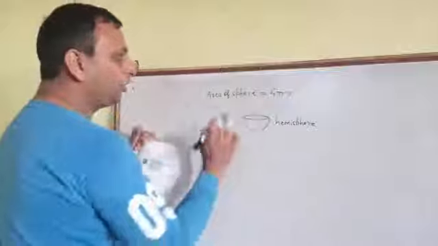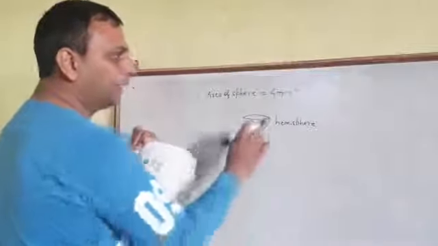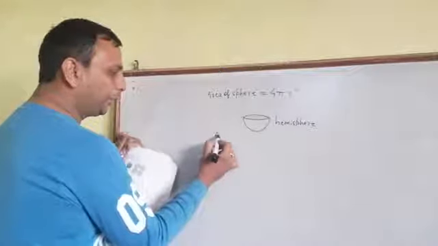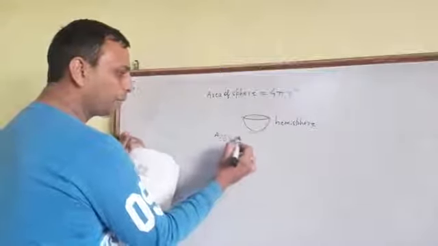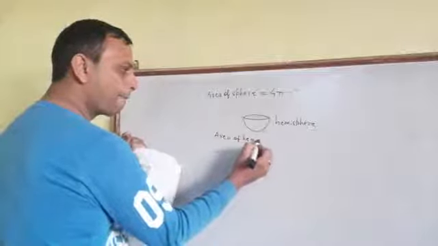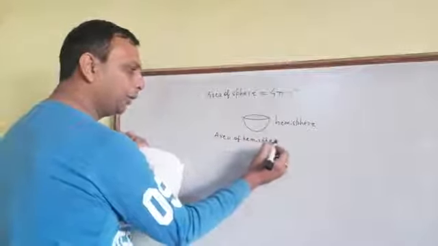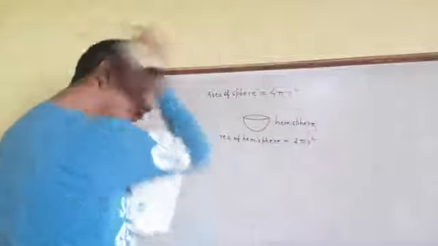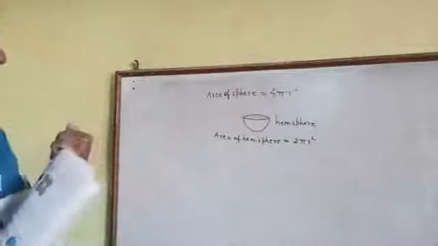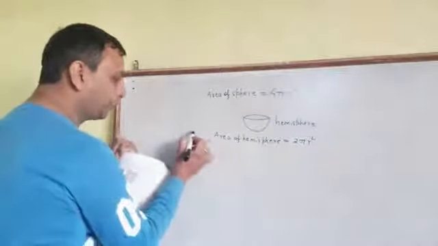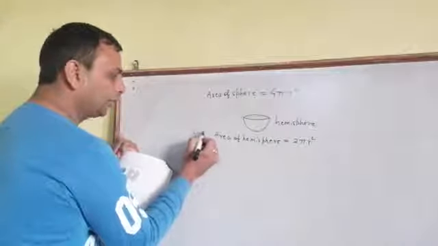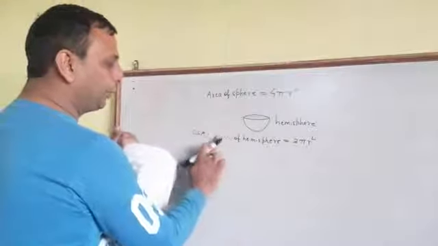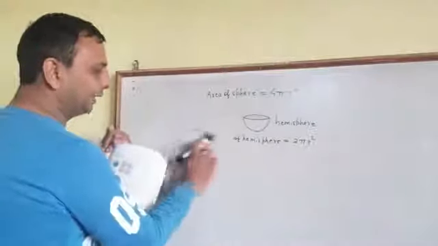If the area of a sphere formula is 4 pi r square and it consists of four circles, the area of the hemisphere will be, I think you got the answer, 2 pi r square. This is the curved surface area of the hemisphere. The curved surface area of the hemisphere will be how much? 2 pi r square, the CSA.